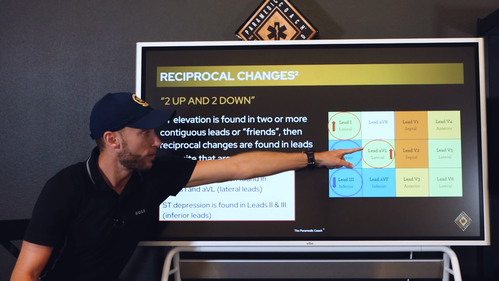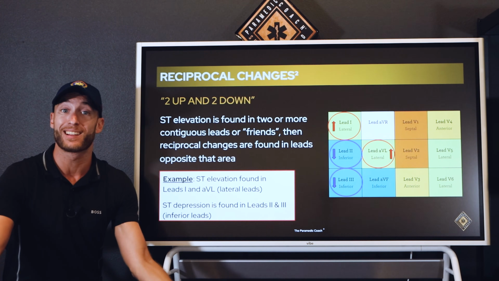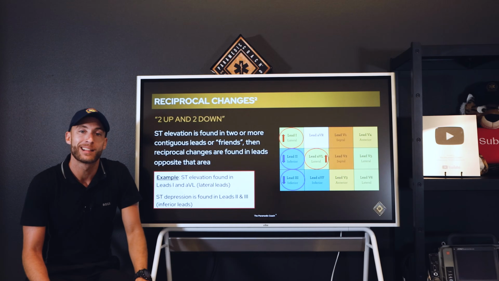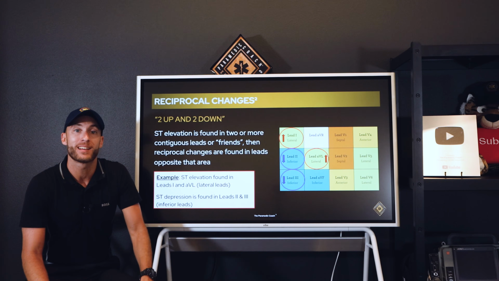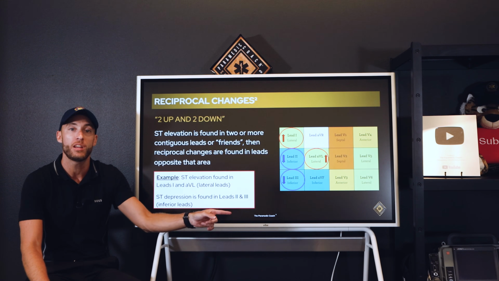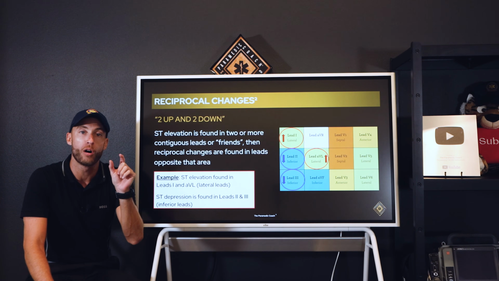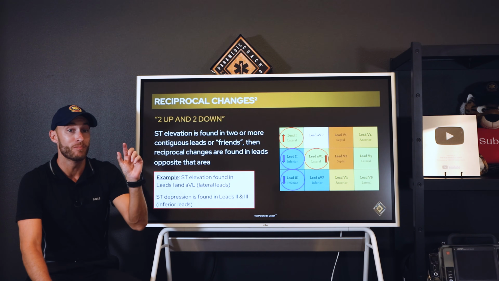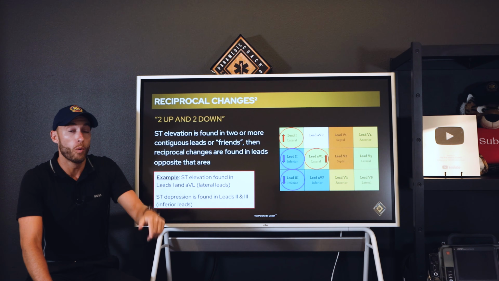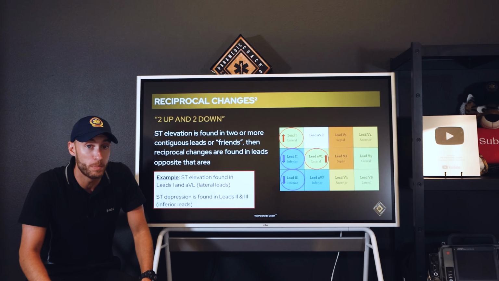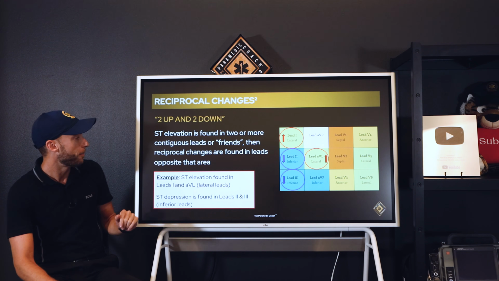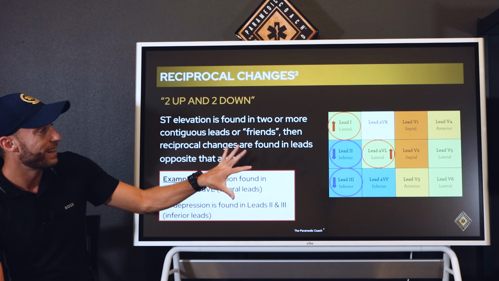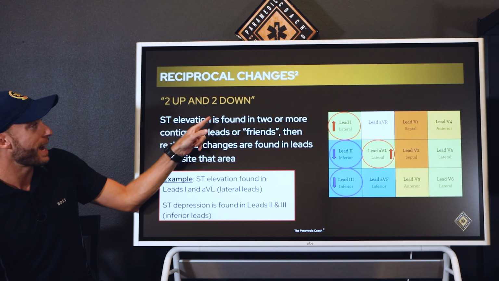If I have elevation, elevation, depression, depression, as an example, that is a lateral wall MI, a lateral wall heart attack. I can see from the EKG which wall of your heart is being affected, and most likely what coronary artery is being affected as well. And I'm going to show you that too. So hang with me. Now, this is the introduction of what it is. It's 2 up and 2 down.